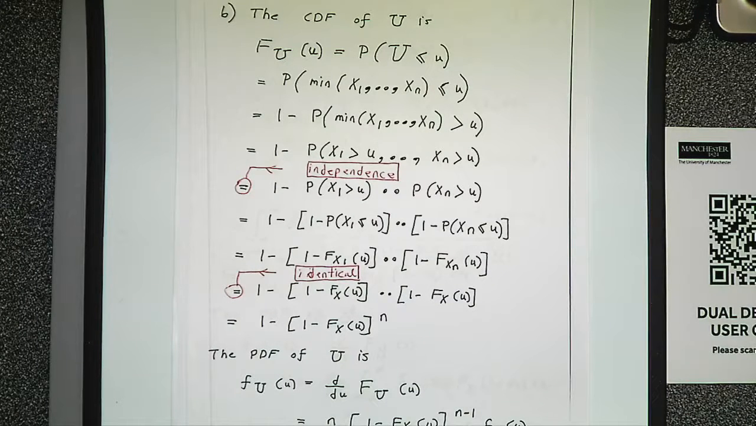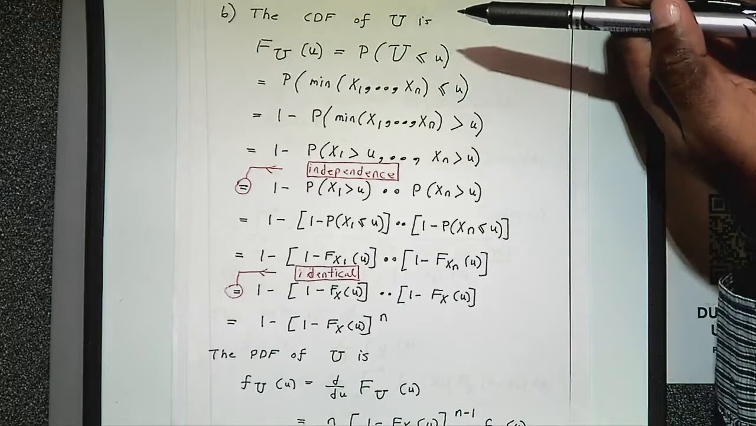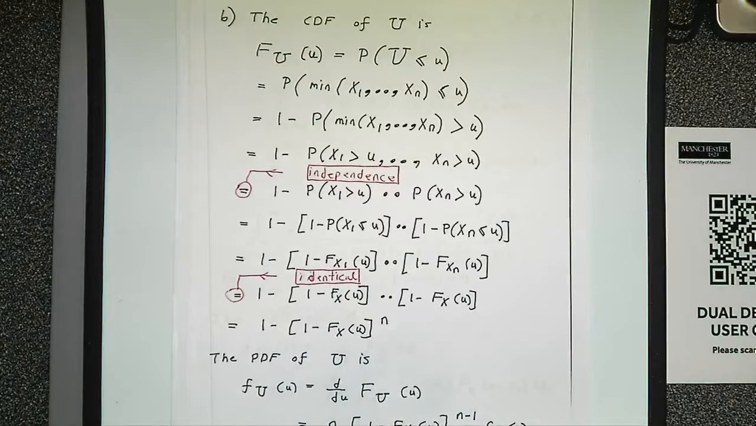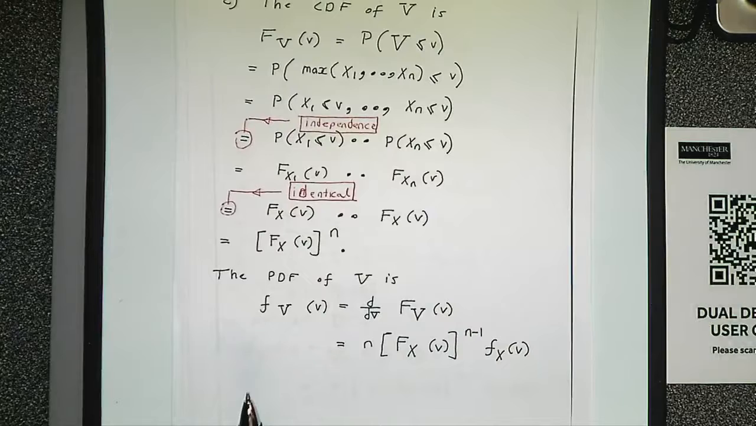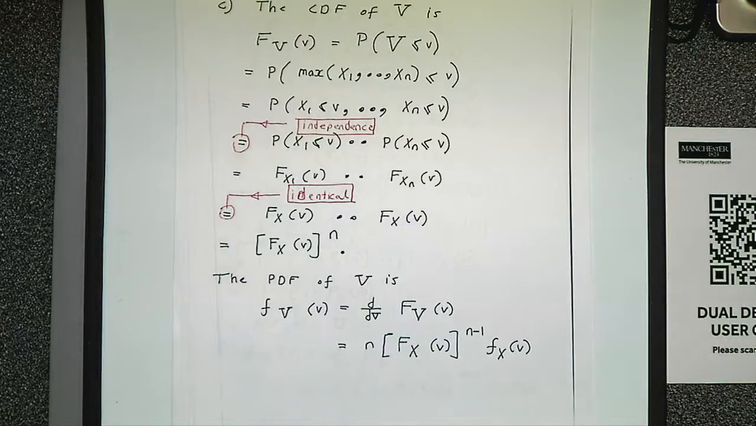All right, so this is the CDF of U. Remember, U is the minimum portfolio loss, and it turns out to be equal to this, right? Again, I don't expect you to know the derivation, although it is given here, right? And this is the PDF of U, right? And then this is the CDF of V. V is the maximum portfolio loss, and it's given by this formula, the CDF of V. And this is the PDF of V, right?